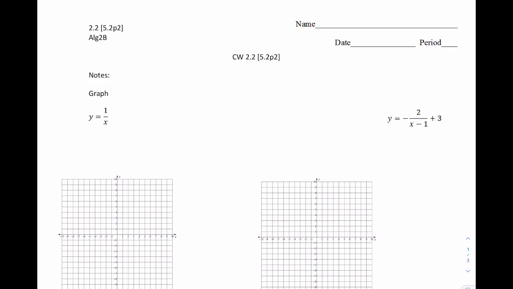Welcome to classwork 2.2. Today we're going to talk about graphing and transformations. So the first thing we got to do is graph this 1 over x. This is going to be a pivotal parent graph.